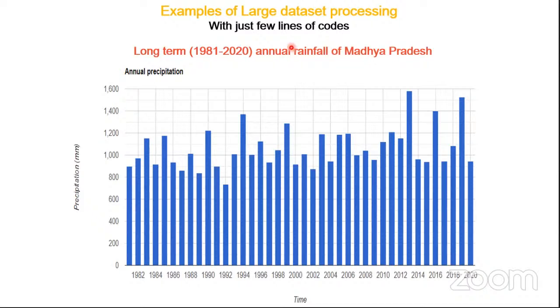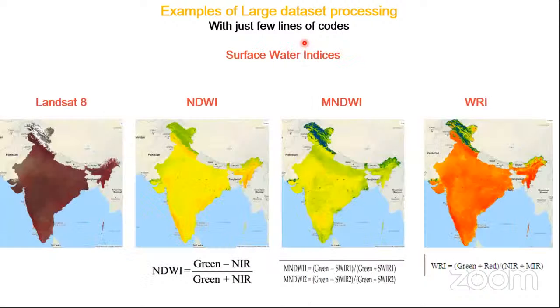So we can do it with just a few lines of code. Another example is that you have heard about the NDWI or NDVI. In order to perform NDVI or NDWI, what we basically do is download the Landsat or any other multispectral data set. Then we apply the algorithm like green band minus NIR upon green plus NIR. Then we will get the NDVI or NDWI.